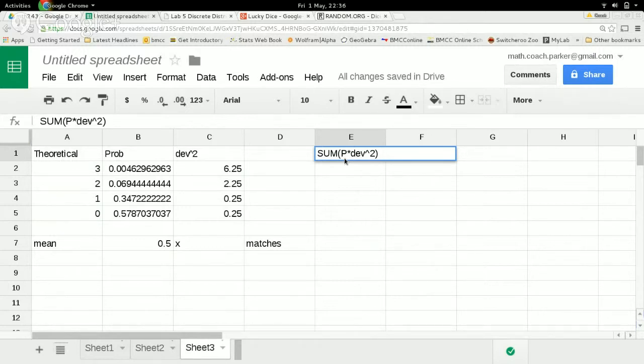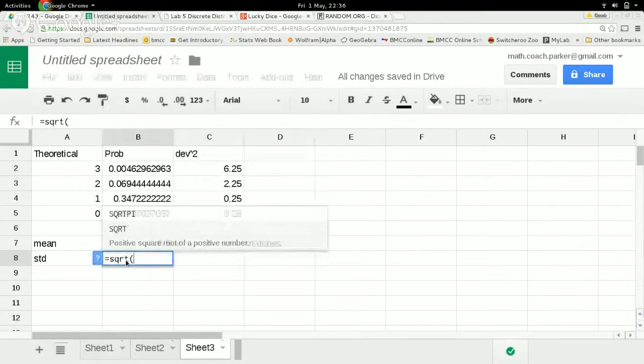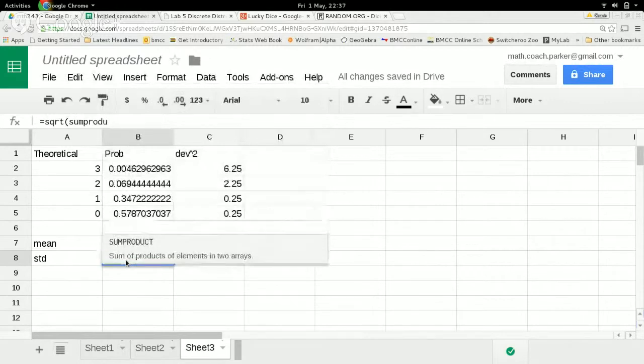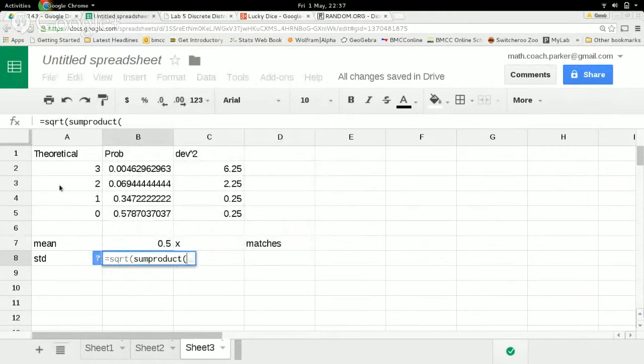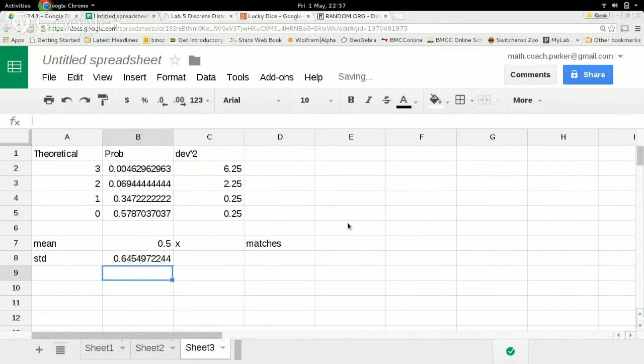So I'll do this in 2 steps. So the standard deviation, I want to know what is the square root of the sum product of my deviation squareds multiplied line by line and then added up with their probabilities. So I get a standard deviation of about 0.64. So on average, the number of matches I can get are about 6/10 of a match from the center, which is half a match.